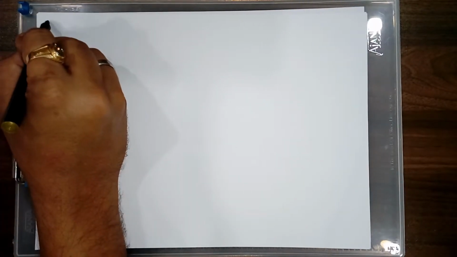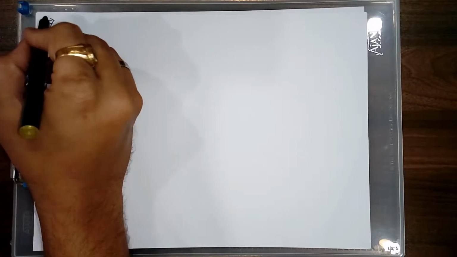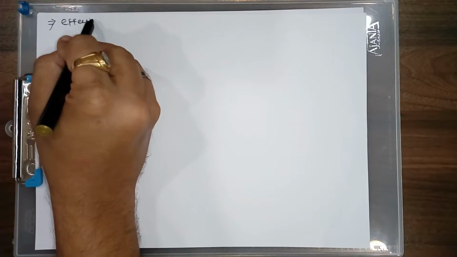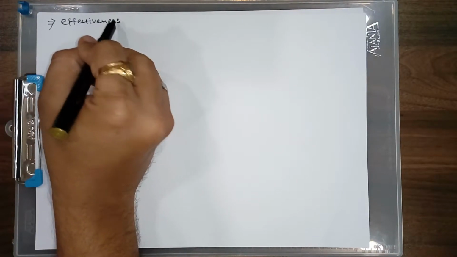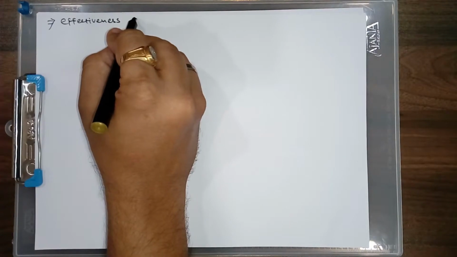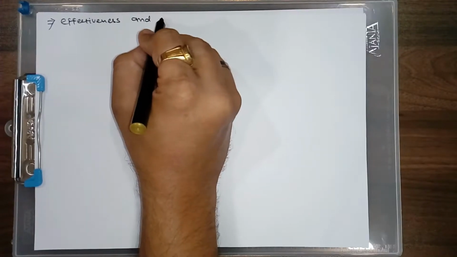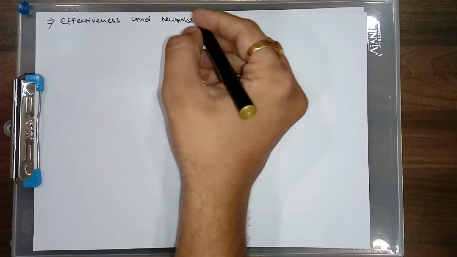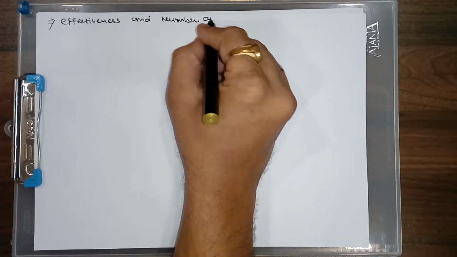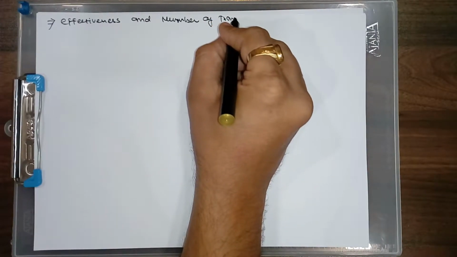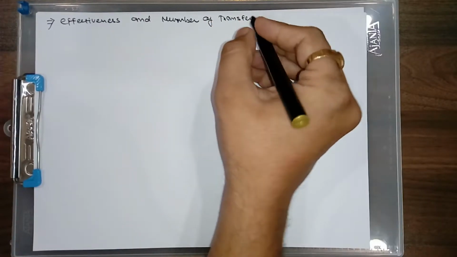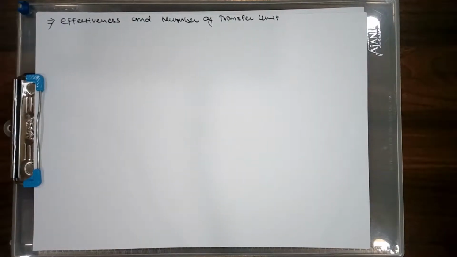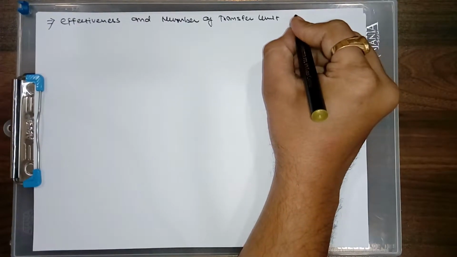So today in this lecture we are going to discuss this method, that is effectiveness and number of transfer unit. It is also famous as the effectiveness NTU method.